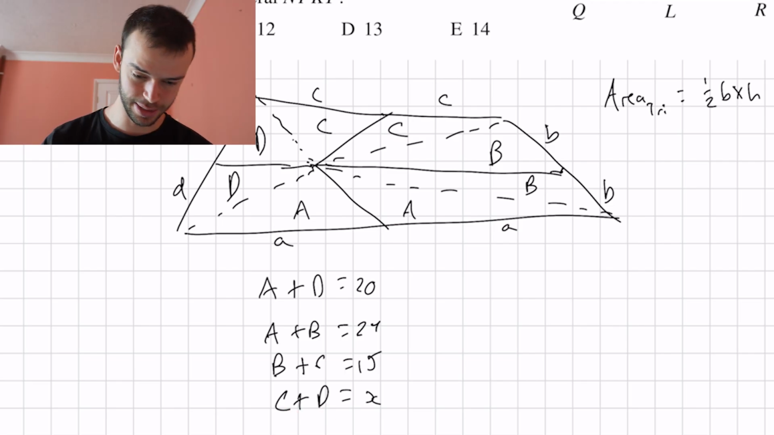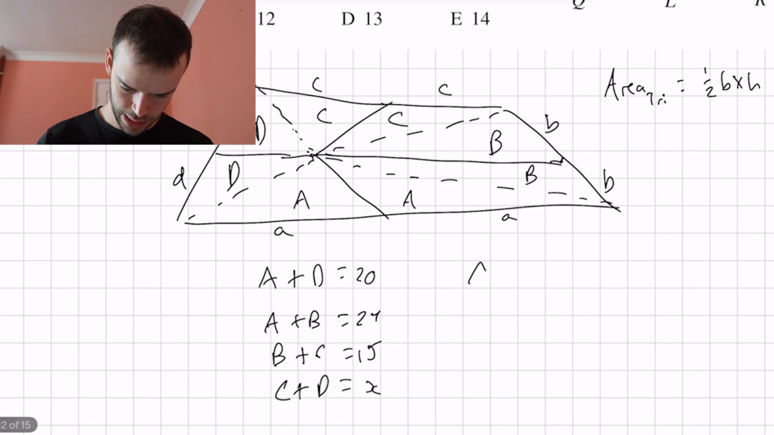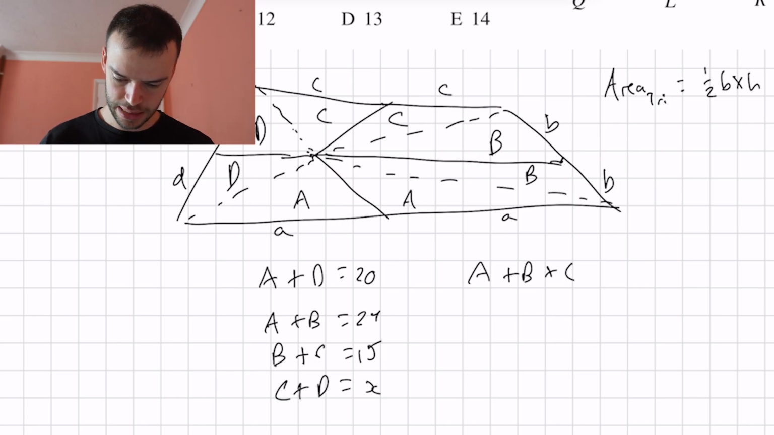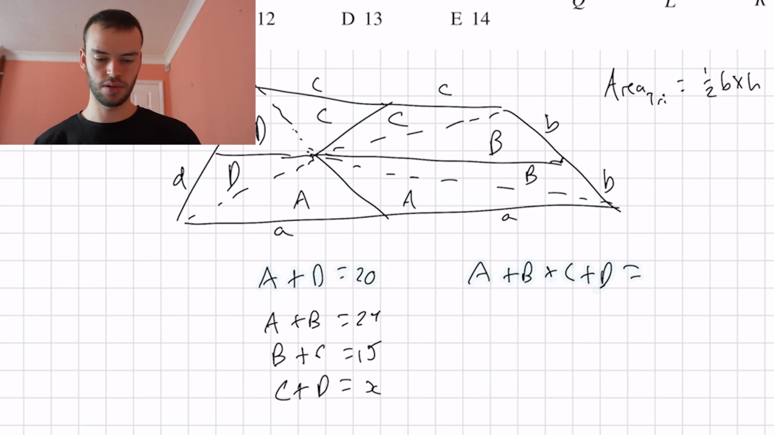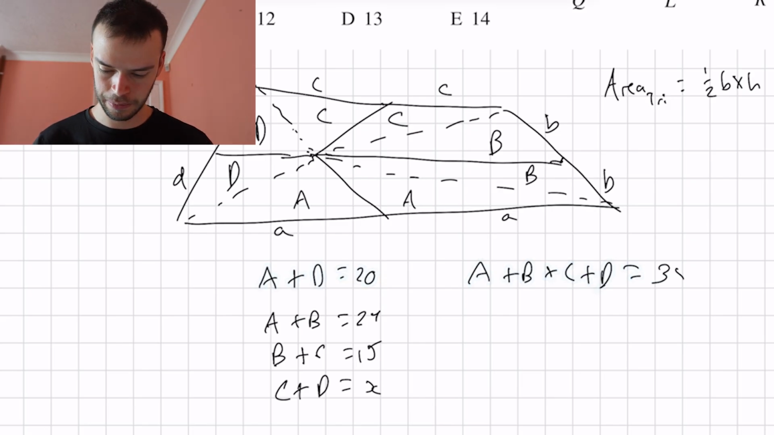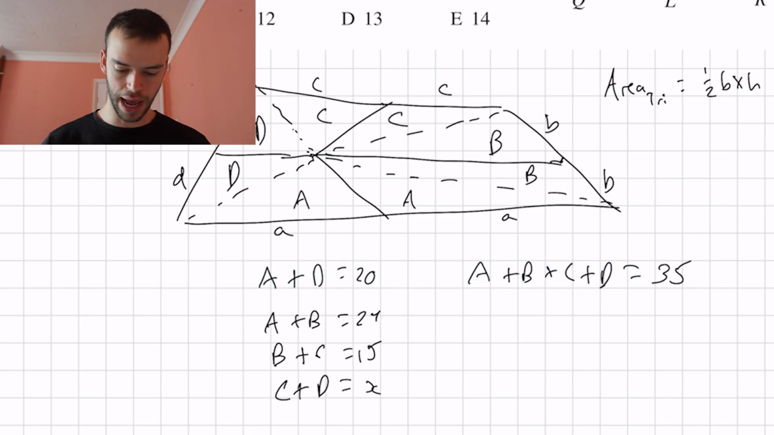And I've noticed something now. What happens if we add this equation and this equation together? So if we add the left-hand side of these equations, we get A plus B plus C plus D equals 20 plus 15, which is 35. Cool. Now what happens when we subtract this equation? If we subtract A plus B from the left-hand side, the A and the B cancel out, so we're left with C plus D.